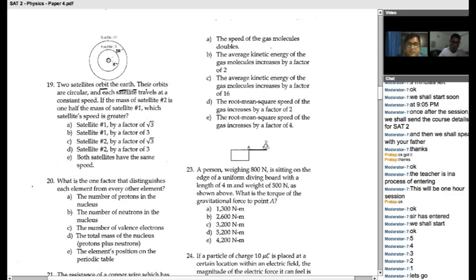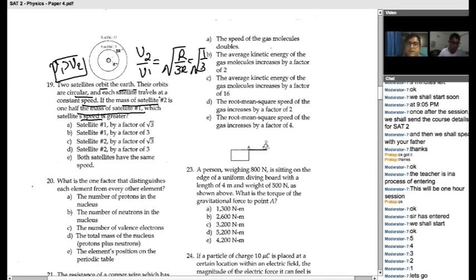Two satellites' orbits are circular, each satellite travels at a constant speed, right? If the mass of satellite 2 is one half the mass of satellite 1, which speed is greater? Look at the radius. Satellite 2 by satellite 1 speed ratio should be square root of r by 3r, that is square root of 1 by 3. It means the velocity of 1 is greater than velocity of 2 by a factor of root 3. That is A. Okay. Satellite 1 is greater.